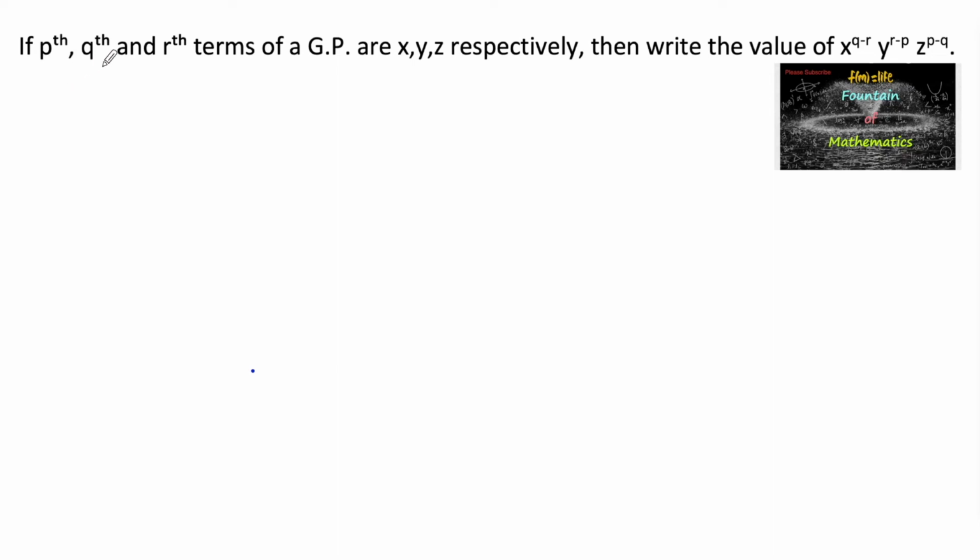If the pth term, qth term and rth term of a GP are given as x, y, z respectively, then write the value of x power (q minus r) into y power (r minus p) into z to the power (p minus q). Since we know that in a GP, the general term an is equal to a into r to the power n minus 1, let a be the first term and capital R be the common ratio.